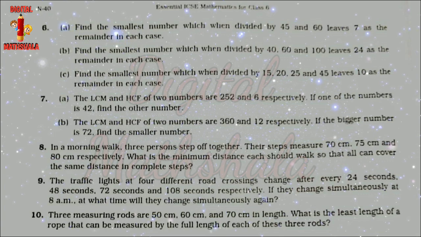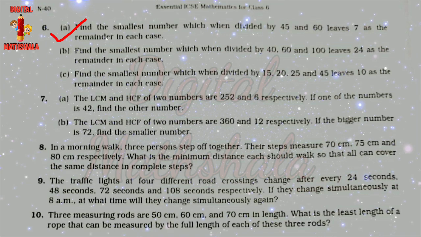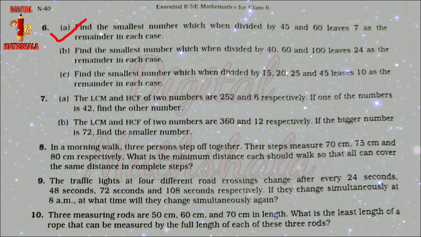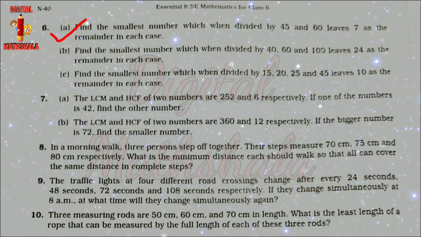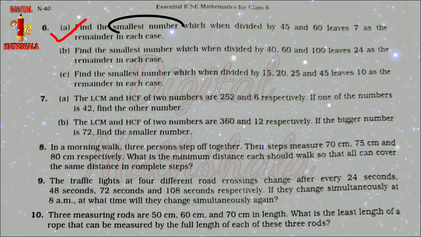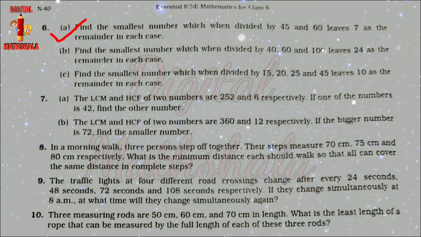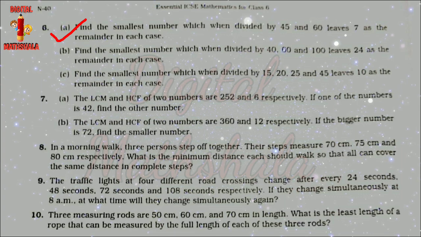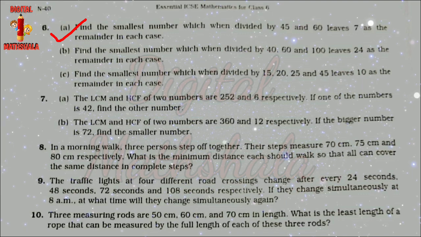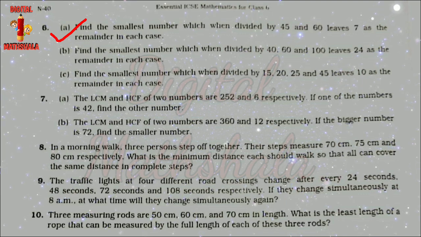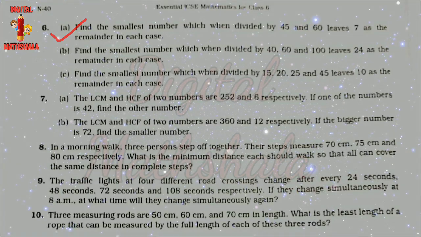Now question number 6, part A. Find the smallest number which when divided by 45 and 60 leaves 7 as the remainder in each case. The word smallest is coming, which means we have to find out the LCM. If in place of smallest it is given highest number or greatest number, then we always find out the HCF. Here the smallest number is given, so we will find out the LCM of these two numbers. Let us look at how we will solve this.